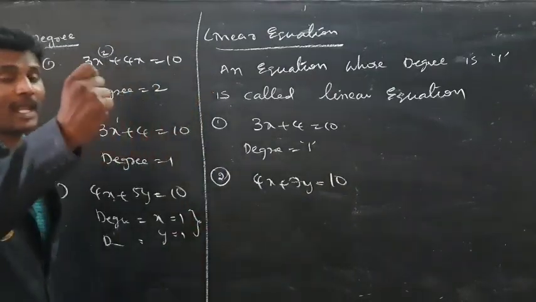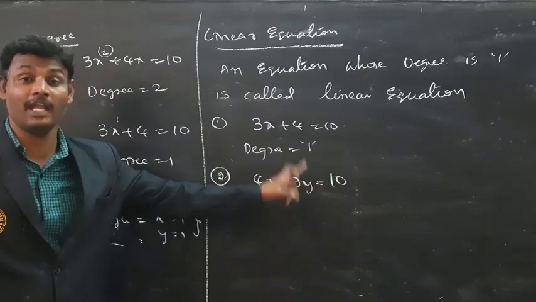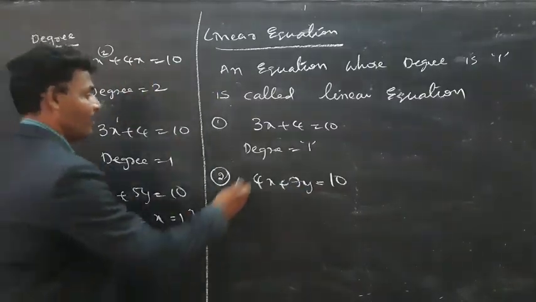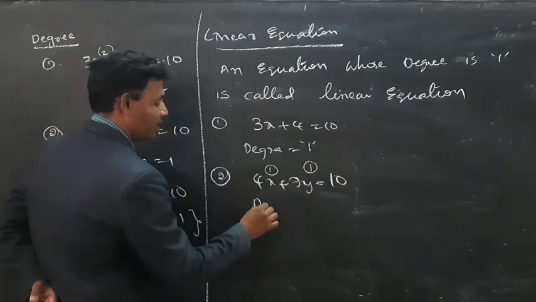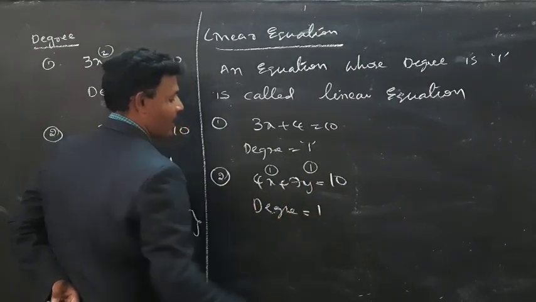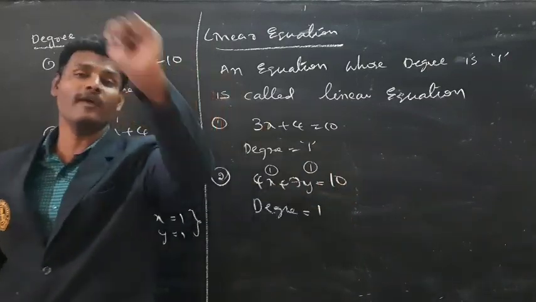So here two variables are there. What are the two variables? X is one variable and y is one variable. What is the power of the x? 1. And what is the power of the y? 1. So the degree of this equation is also 1. It is also a linear equation, but in two variables.